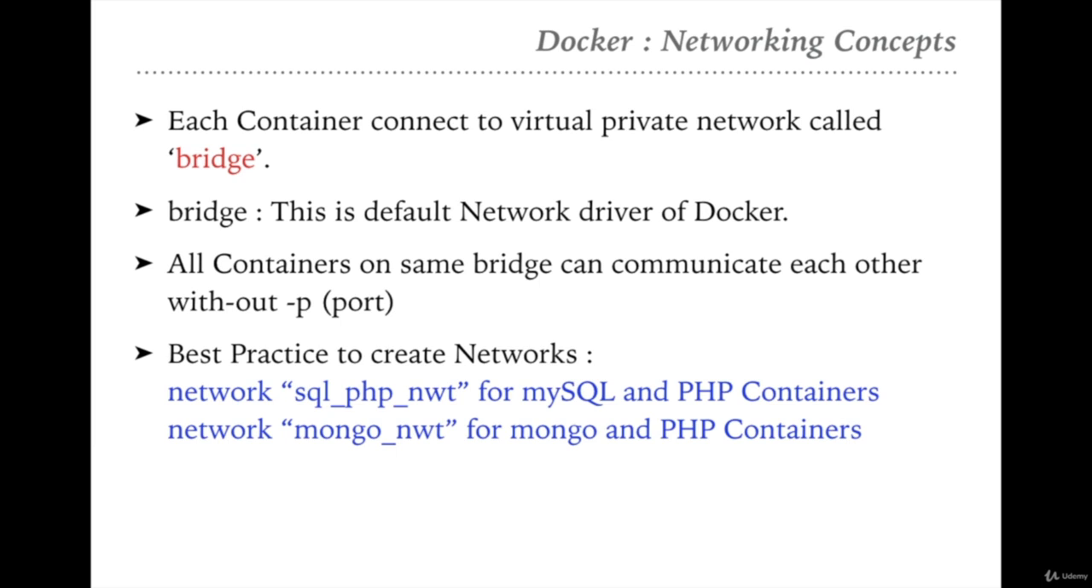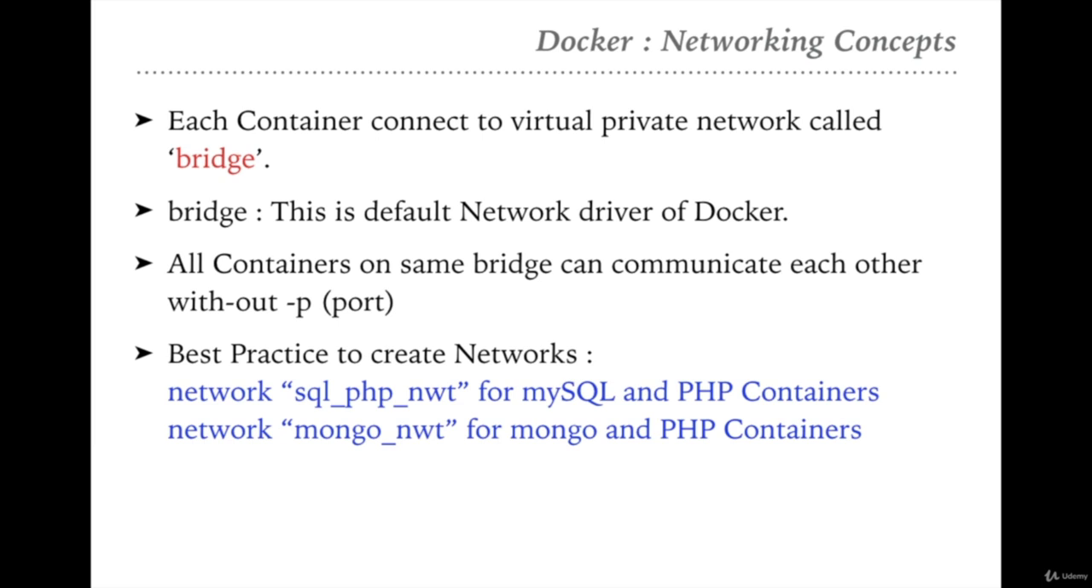So all we need to be concerned about is a separate network bridge. For this application A, we can create a separate network bridge, and only MySQL and PHP containers will be allowed on that particular bridge to communicate with each other. For my application B, which is running on Mongo and PHP, I can create another network layer or another network bridge, call it Mongo NWT, and I will make sure that the PHP container running on that particular network can communicate to Mongo only.